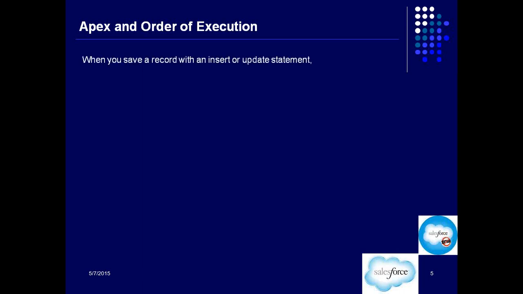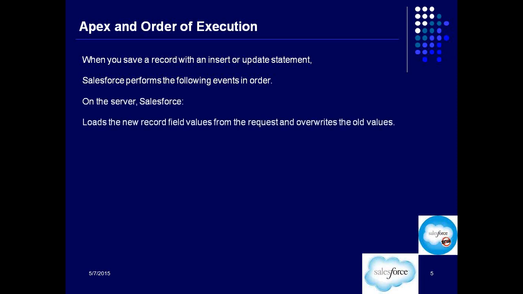When you save a record, or when you try to commit some data to the database with an insert or update statement, Salesforce performs the following events in this order. So these are the events which are performed. Okay, so what all happens and in what order they happen? Okay, let's understand this. On the server, Salesforce loads the new record field values from the request and overwrites the old values. So it takes the new field values, whatever you have supplied, and overwrites the old values.